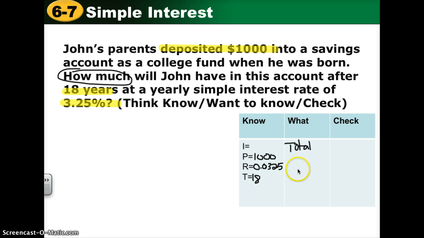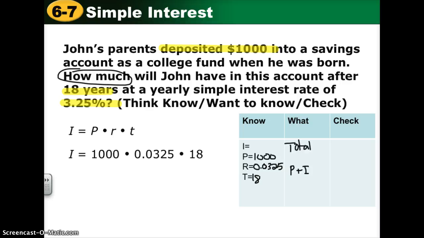In order to find the total, though, we need to have the principal plus the interest. So let's plug these numbers in. I equals 1,000 times 0.0325 times 18. I equals $585. So there's our interest. Add the interest to the principal of $1,000, and after 18 years, John will have $1,585 in his account.